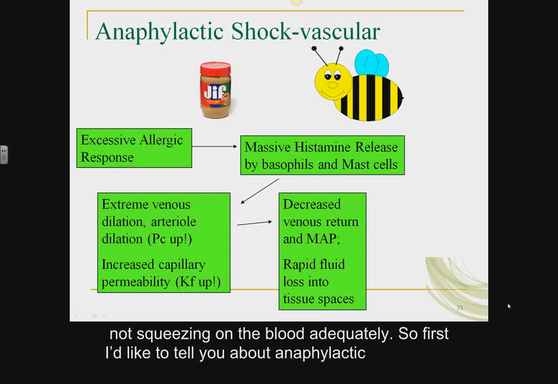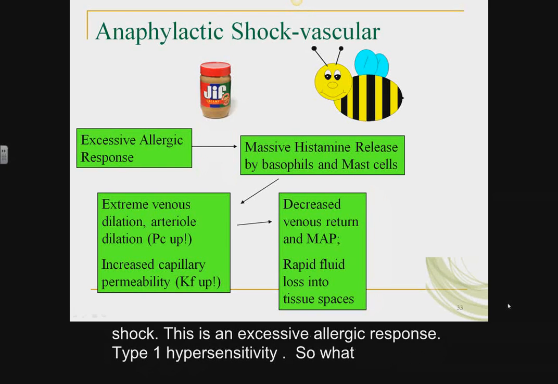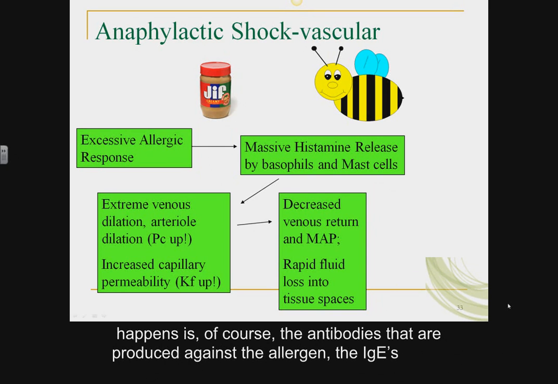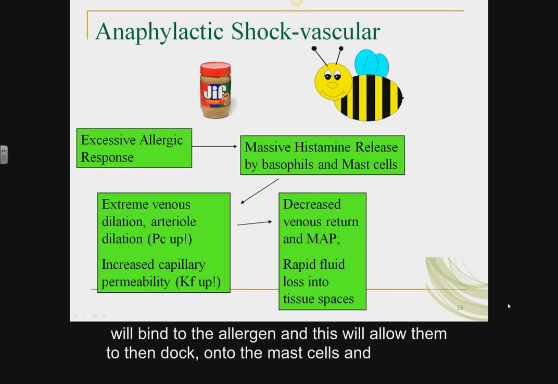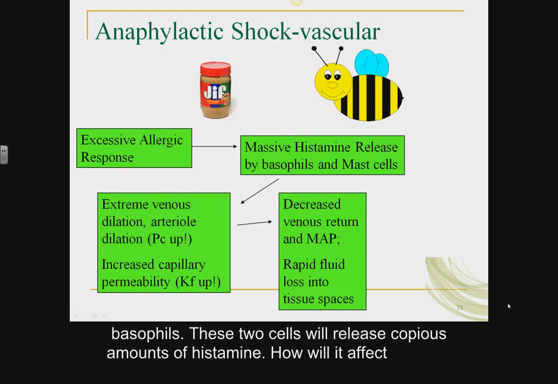First, I'd like to tell you about anaphylactic shock. This is an excessive allergic response, a type 1 hypersensitivity. What happens is, of course, the antibodies that are produced against the allergen, those IgEs, will bind to the allergen, and this will allow them to then dock onto the mast cells and basophils. These two cells will release copious amounts of histamine.